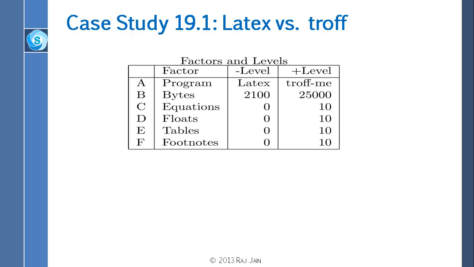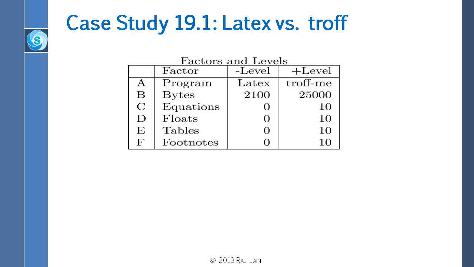So somebody wanted to compare LaTeX with Troff. There are actually 6 factors they wanted to compare. The factors are the program itself, how many bytes the text or document has, how many equations there are, 0 or 10, how many floats, 0 to 10. Everybody knows what a float is. A float is a figure. Then tables, how many tables there are, and how many footnotes there are.